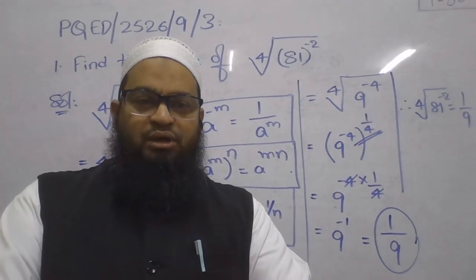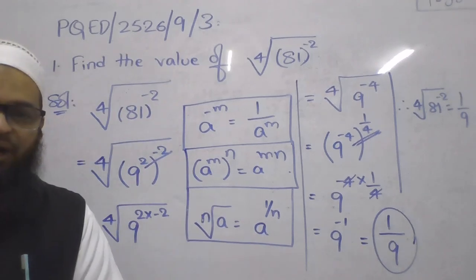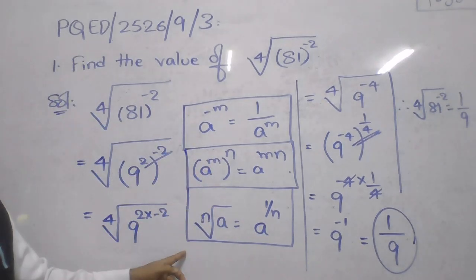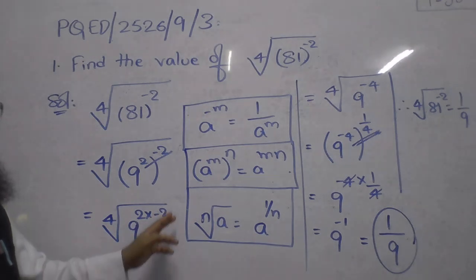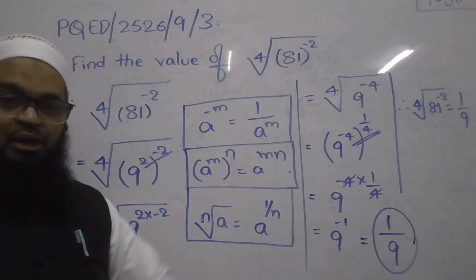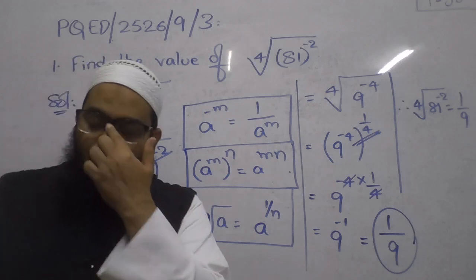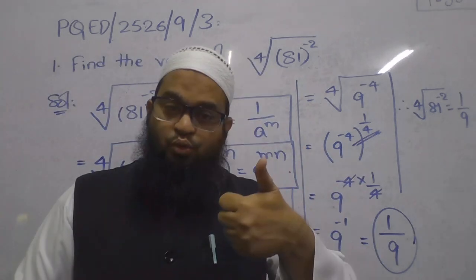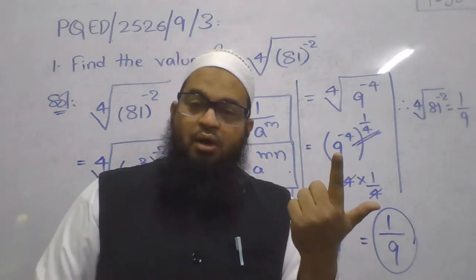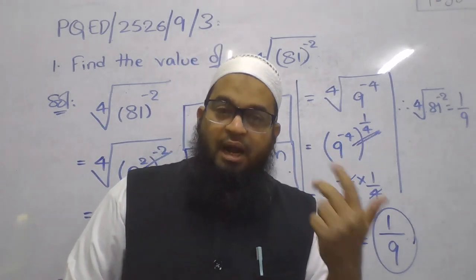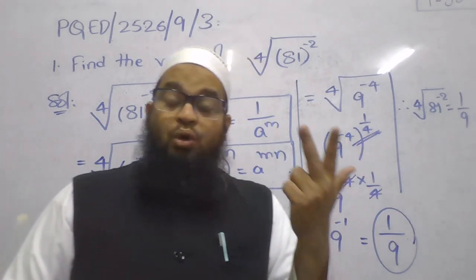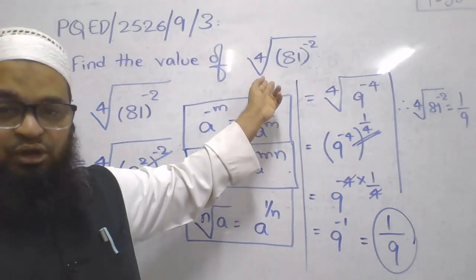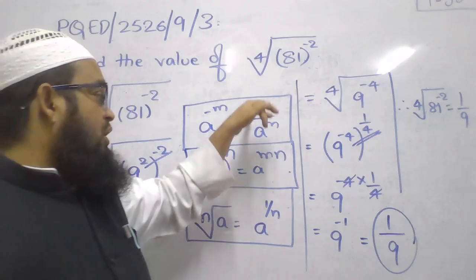Is it right, my dear students? It is simplified as 1 by 9. So what is the most important thing here? One thing is you should know the laws of exponents, and the second is how to apply them. Whenever you have any problem, three things are very important. One is what is given, you should know; and what to find, you should know; and after that, what is the concept that is to be used. Once I see the problem, I understood it is laws of exponents, so I recalled all the laws.